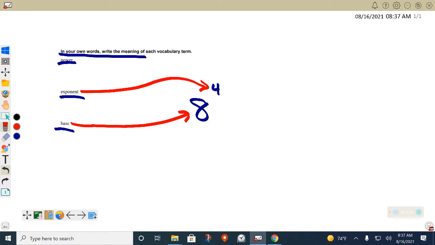What do you think the power is? Any guesses? So the base is 8, the exponent is 4, which some of you have probably already seen in some past math class. What would the power be though? Any guesses?